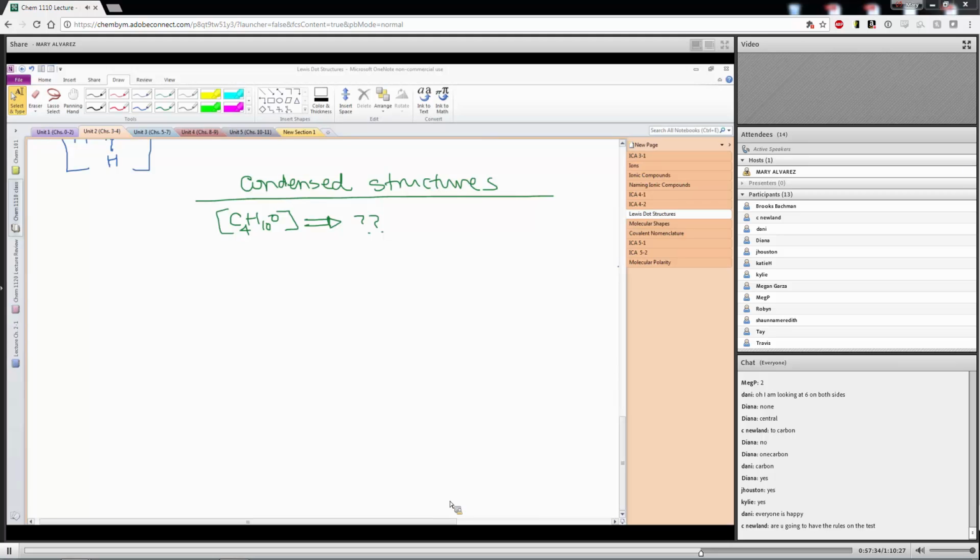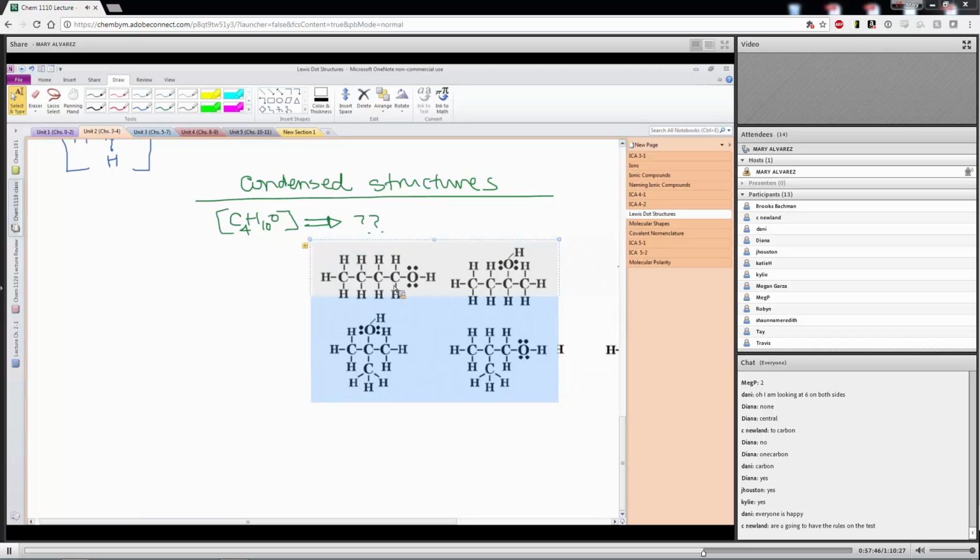So in fact, and this is in my lecture notes, I'm just going to copy and paste this figure. Here are 4 different structures. These aren't even the only ones, but these are 4 different structures that I can come up with for C4H10O. I can come up with at least 3 more, but let's just look at these 4. That's enough.